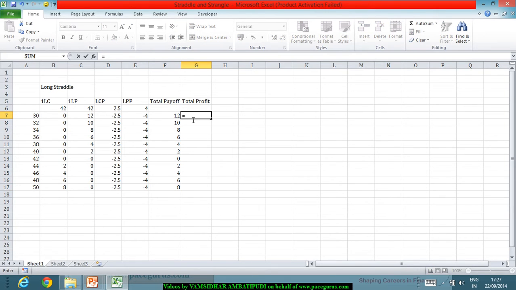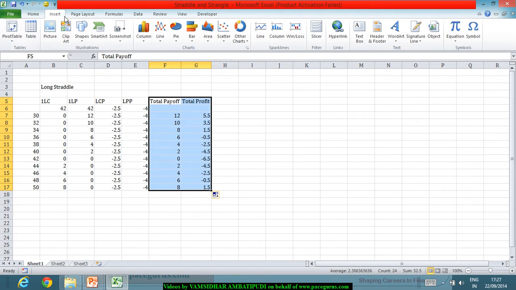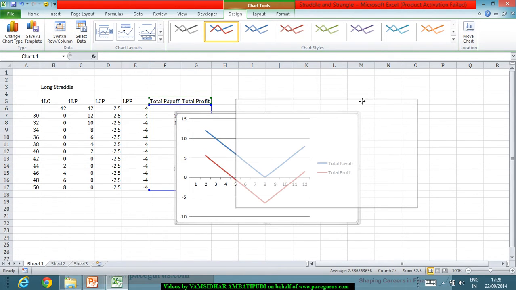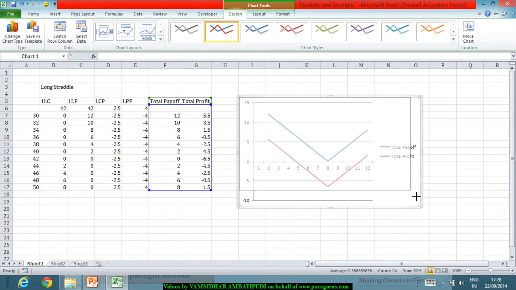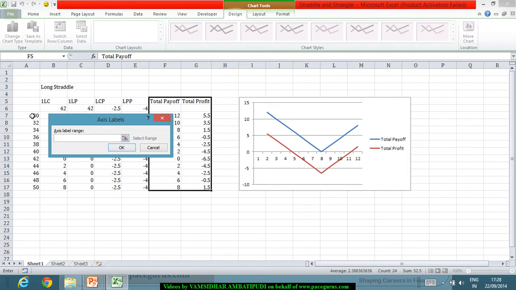Whereas when I'm considering the profits, I'm going to consider both the payoffs as well as the premiums that are being paid or received. Going ahead with the way the two graphs get plotted, I'm plotting these two graphs, one for the payoff and the other for the profit. Now what I could see is that in case of payoff, it is touching just the zero mark, whereas in case of profit, I am even touching the negative mark in case of a long straddle strategy.